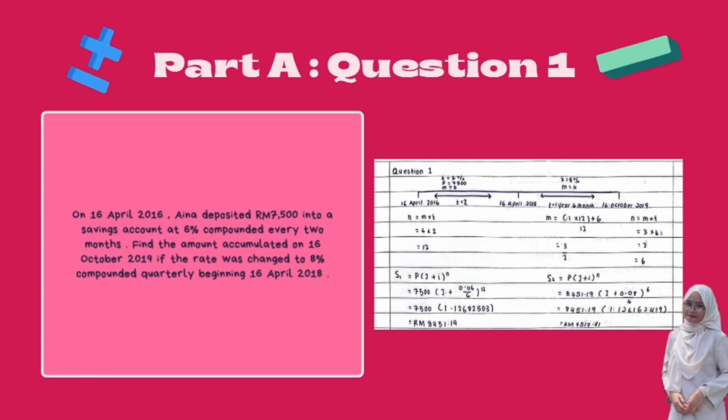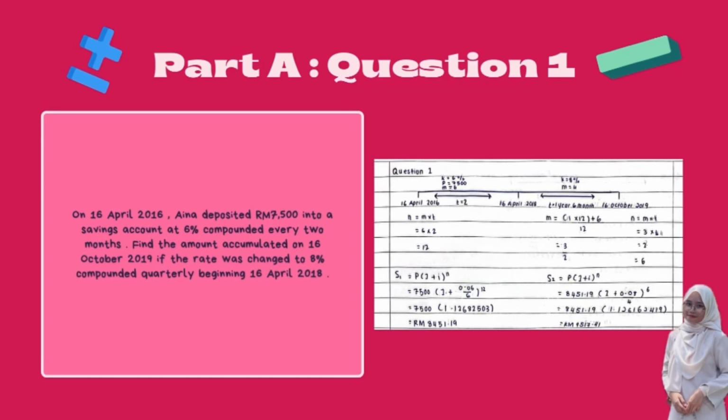Now from 16 April 2018 to 16 October 2019, the time is 1 year and 6 months or 18 months. We are told new rate is 8% compounded quarterly means M equal to 4. So T equal to 1.5 years, N equal to 4 times 1.5 equal to 6. I equal to 0.08 over 4 equal to 0.02. Now use S2 equal to 8451.19 times (1 plus 0.02) to the power of 6.